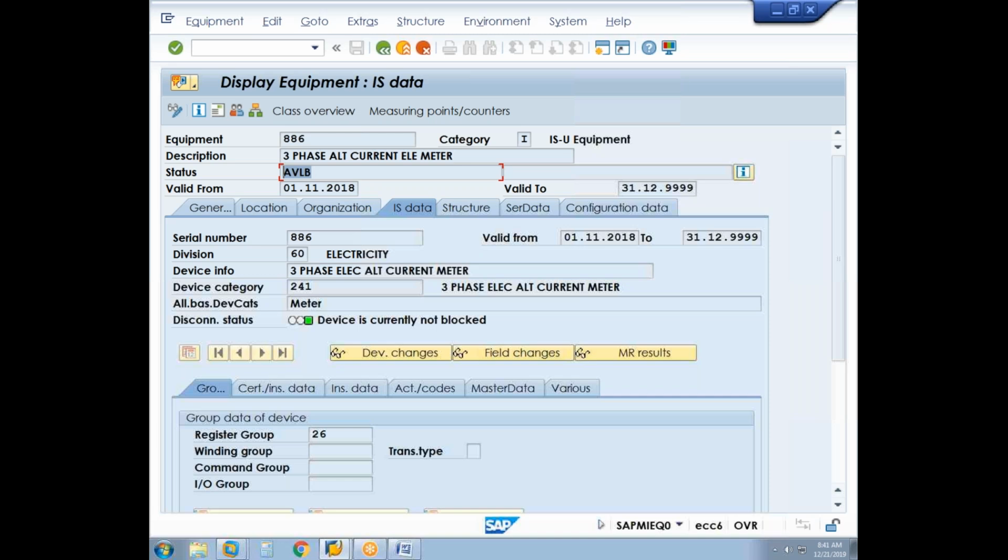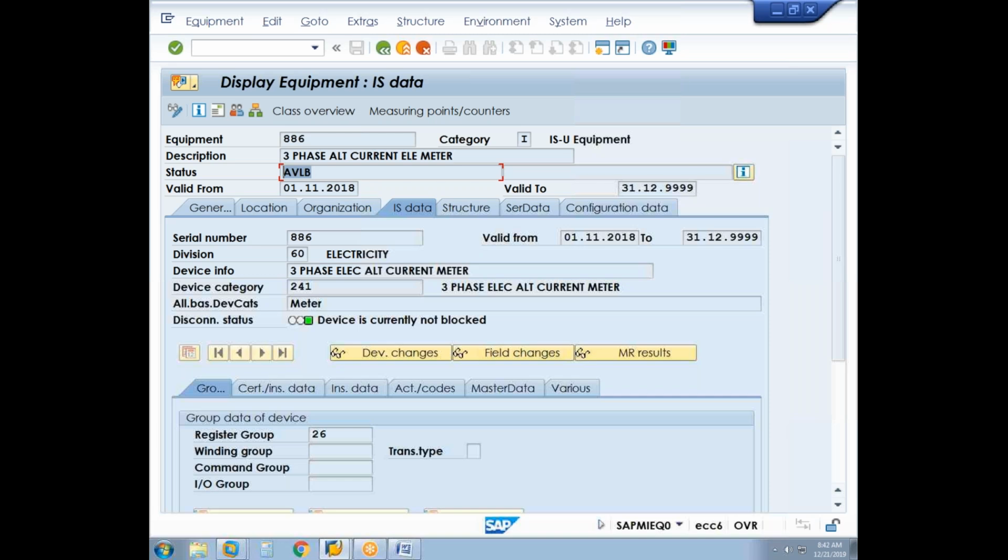Okay. Once it is installed, automatically the status will become INST. That means it is installed. That means it is not free to install. It is already working in some device location. Unless you remove it from there, the status will be INST.